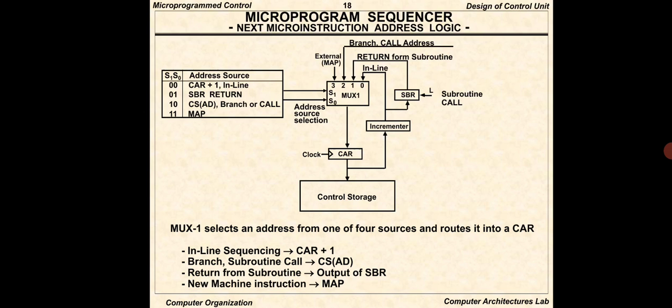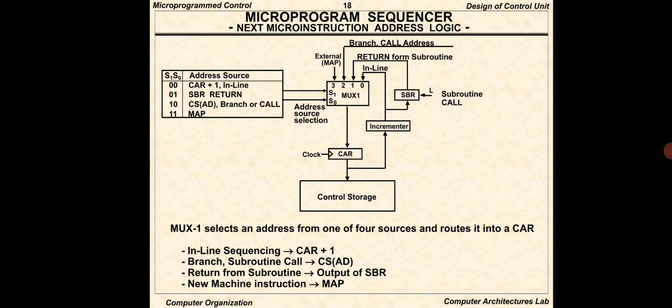In the first selection bit set, the status bits, if it is 0 0, I need to increment my CAR value plus 1. So what happens here, the multiplexer's 0 line will be initiated, that is, the incremented CAR value will be given to the 0 line, and it will be stored in the CAR register. If it is 0 1, the return address, that is your SBR value, will be given as an output of the multiplexer, and this value will be stored in the CAR register.